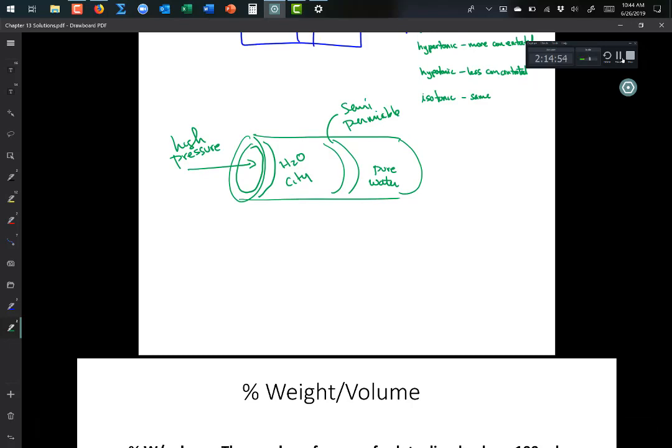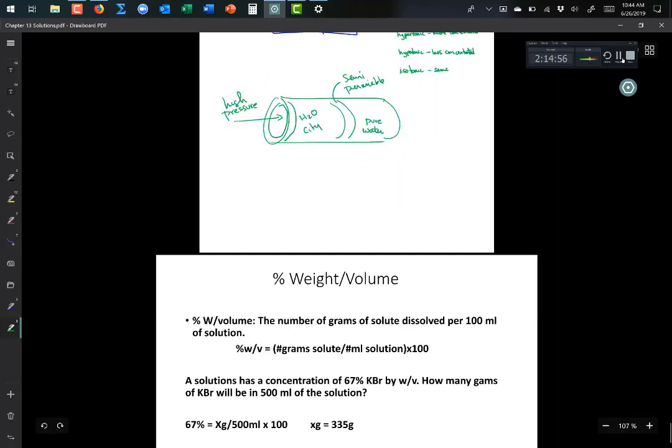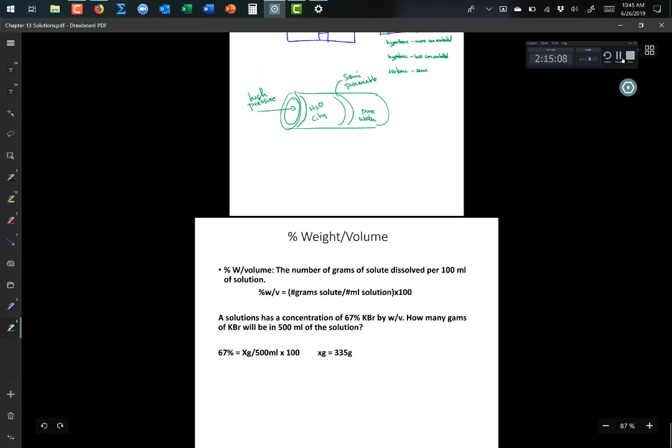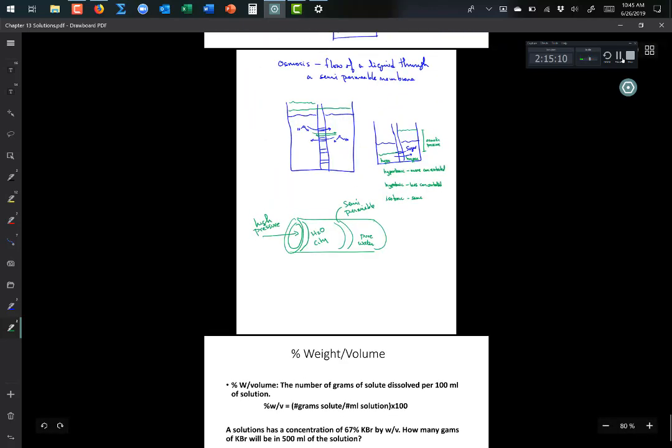So anyways, there's a percent weight volume thing here. You can look at it. There may be a question on the test, but it's the same as percent by mass. It's just mass divided by total mass, or volume divided by total volume. So that's actually a calculation that's used a lot in wineries, distilleries, places that have to deal with alcohol. Okay.